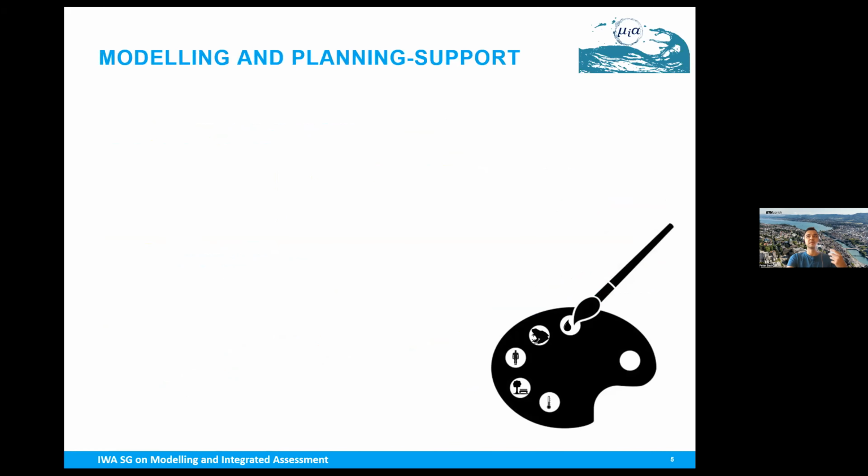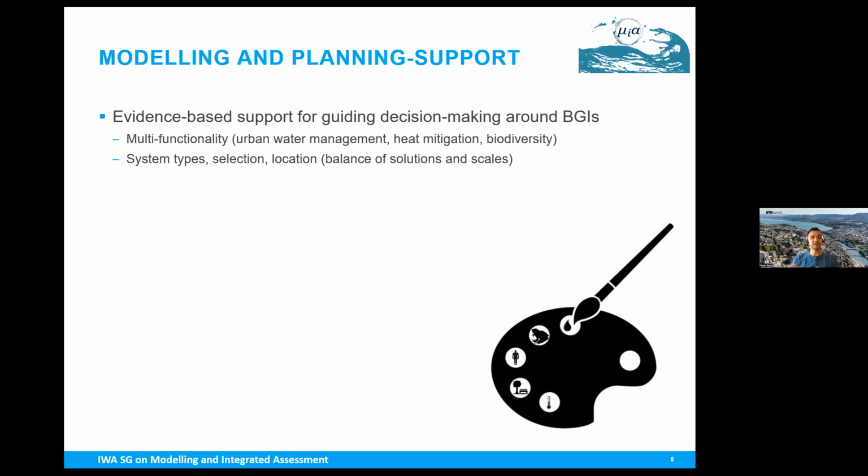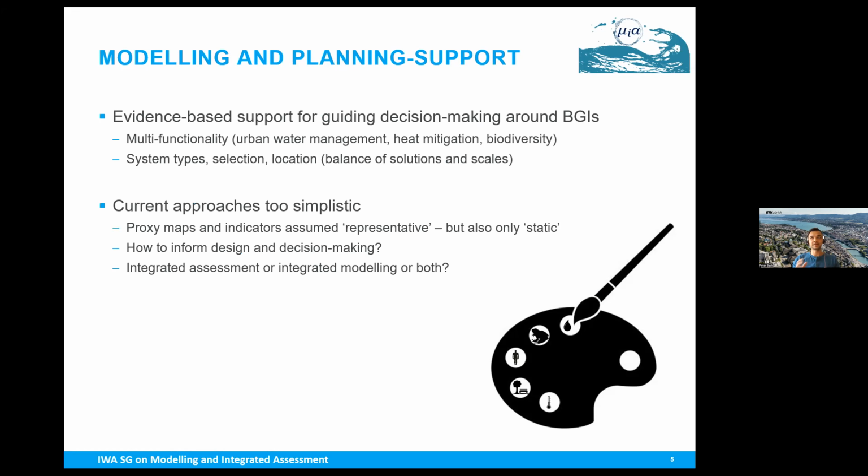But the problem with modeling and planning support that has been emerging in the literature, I've noticed, despite being evidence-based and providing support for guiding decisions, because we can design these for multiple functions and we can really look at selecting different system types and locations, we're seeing very simplistic current approaches. So it's still been quite monodisciplinary.